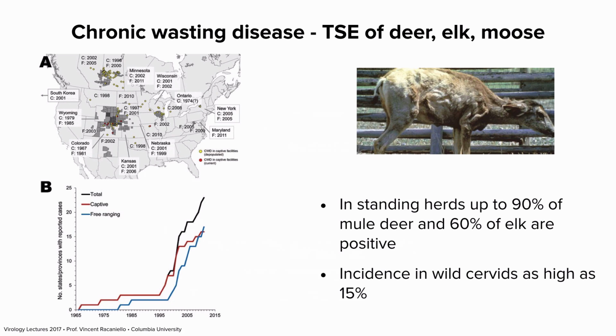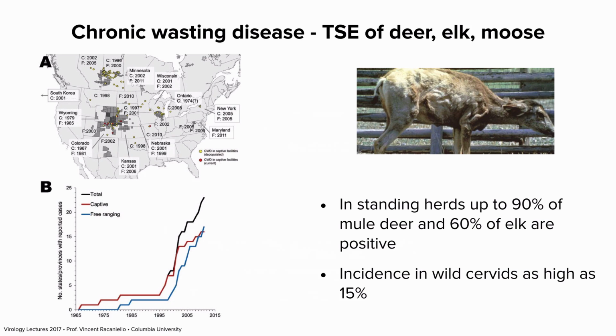Another concern is a prion disease of cervids. Cervids are deer, elk, and moose. It's called chronic wasting disease. And this is on the rise because we're looking for it here from 1965 to 2015. You can see the increase in the number of states with reported cases. Both captive and free-ranging animals have been found to be positive. You can see throughout parts of the US, South Korea as well. And this is an example of a deer with chronic wasting disease. It looks very much like a scrapie sheep.